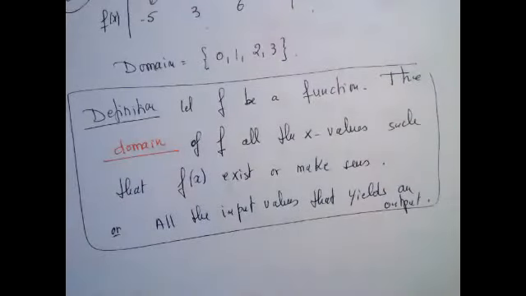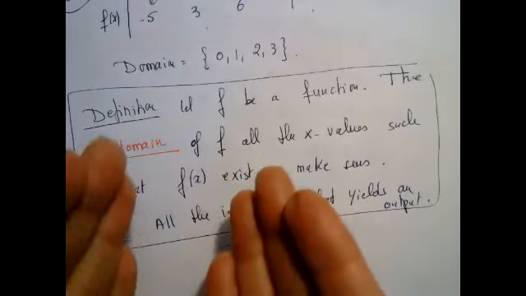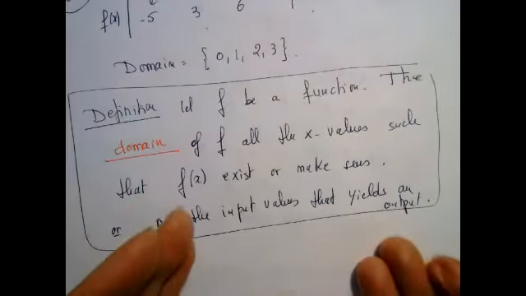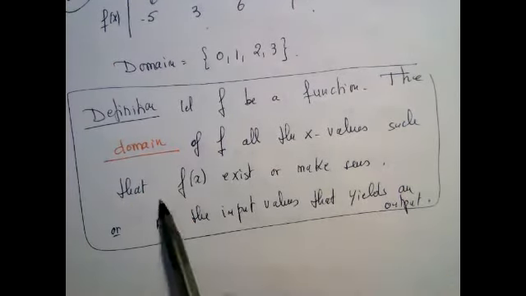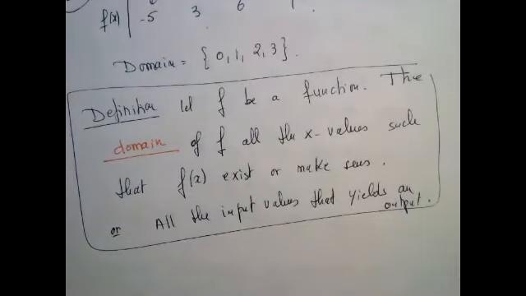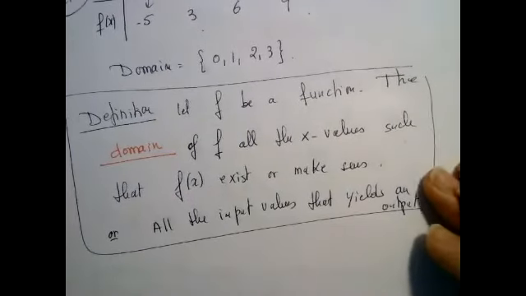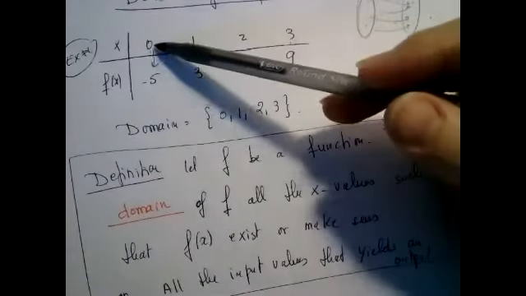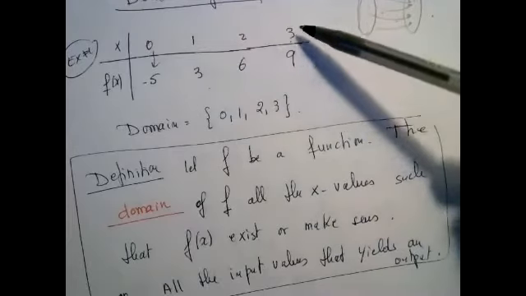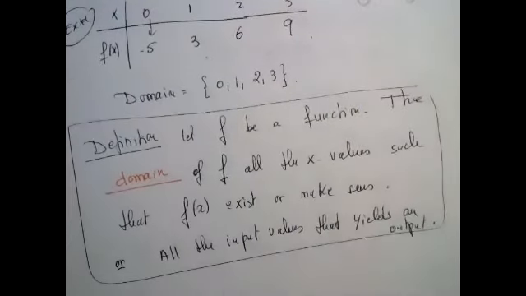And now we're going to work with it. So if you have a function, it takes a bunch of numbers and assigns to each one of them something. The domain are all those x values such that f of x exists. It means there is an output that corresponds to them. So in this first example, it's very simple. My domain are 0, 1, 2, 3 because I only have output for those values.